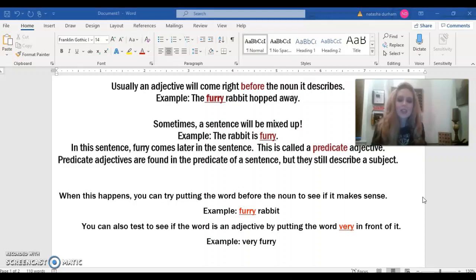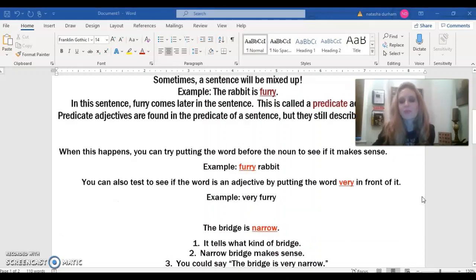All right, so another test we can try out would be to put the word very in front of the word and see if it makes sense. All right, so let's try that out. The rabbit is very furry. Does that make sense? It does. So that lets us know that furry is an adjective.